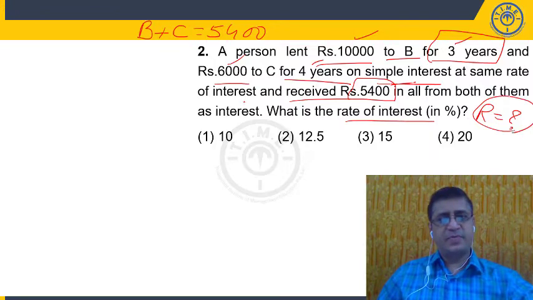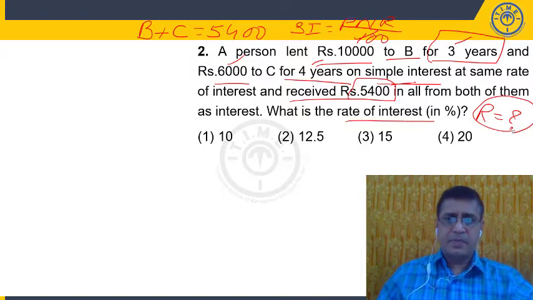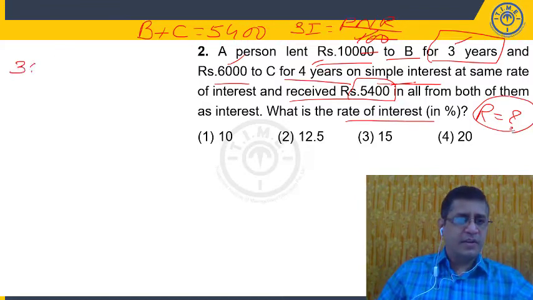Please recollect the formula of simple interest. So what is the formula? Simple interest is equal to PNR by 100. So the 100 and zeros get cancelled. What is the remaining? 100 into 3 into R. So 300R. This is the first part, that is B.